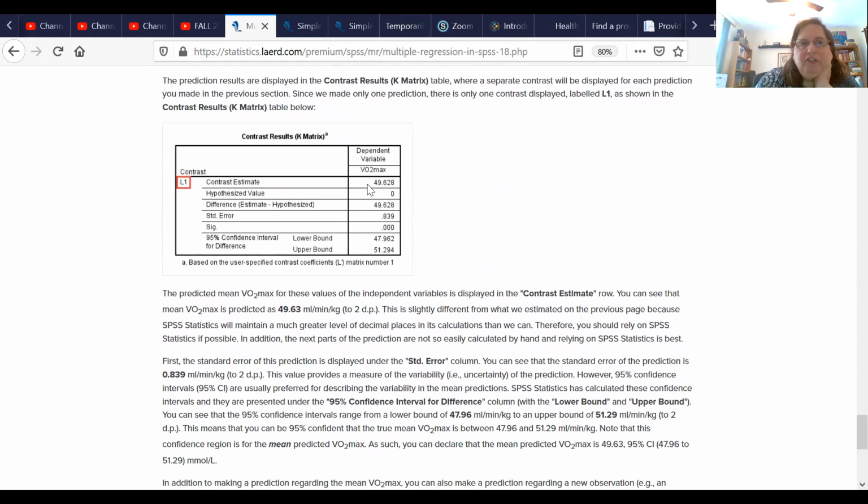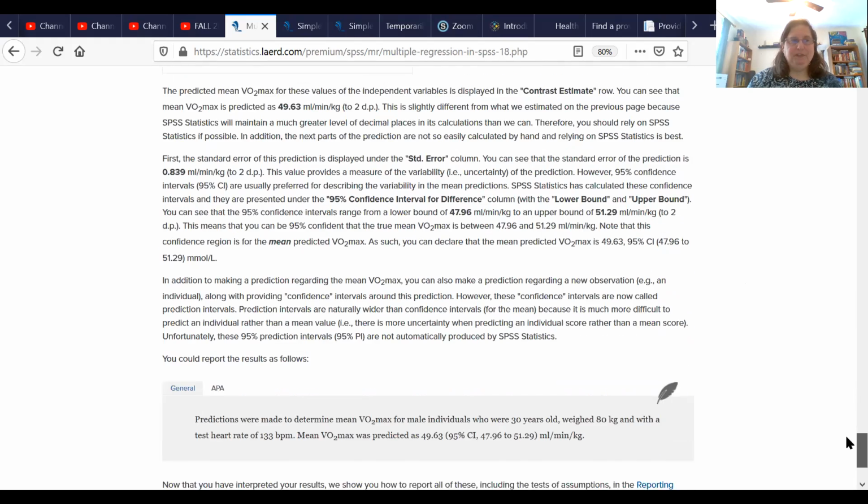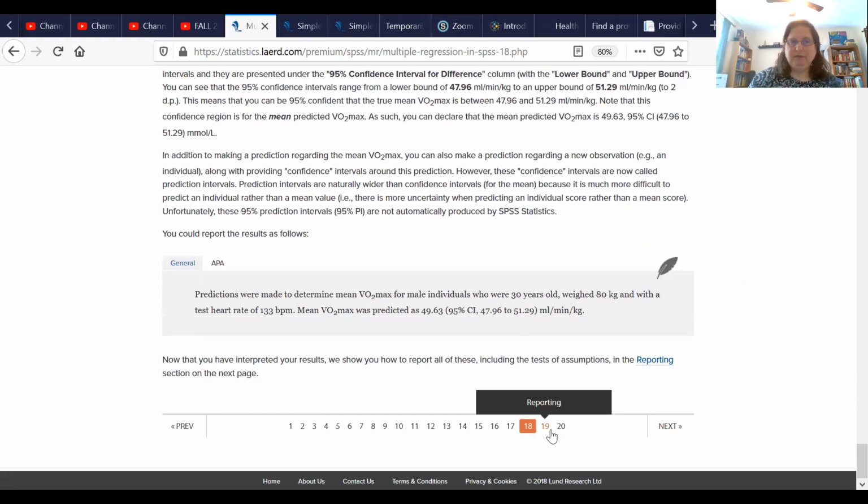Our contrast estimate, 49.628, with a confidence interval of 47.962 to 51.294. So I know I'm kind of biased toward probably doing it more by hand, just because I think it's a little bit easier. But I guess the nice part about doing it in SPSS is you get that confidence interval too. Okay.